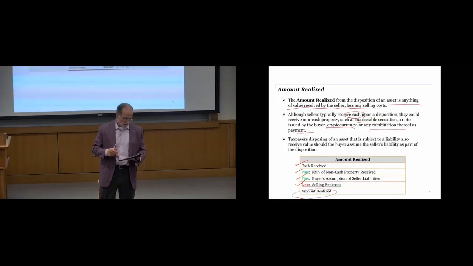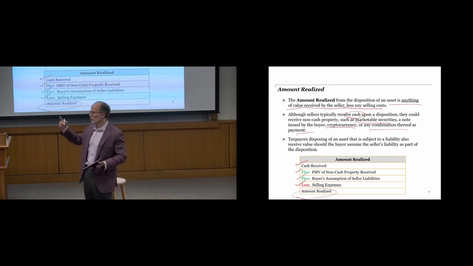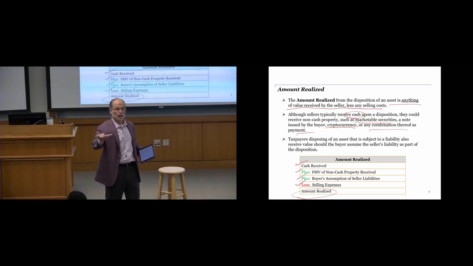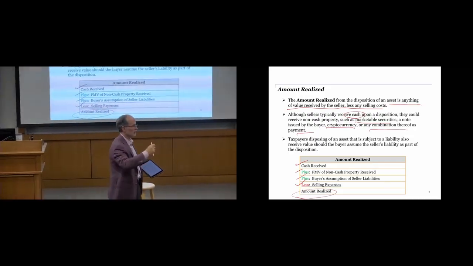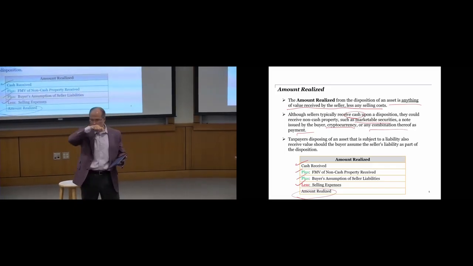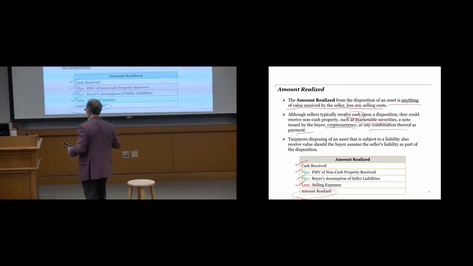And that liability assumption, that's typically what you're going to see in real estate. Because a lot of times, there is debt associated with the real estate. So a lot of times, the title to the real estate, the ownership of the real estate, can change hands along with the liability. But that constitutes proceeds or amount realized to the seller.